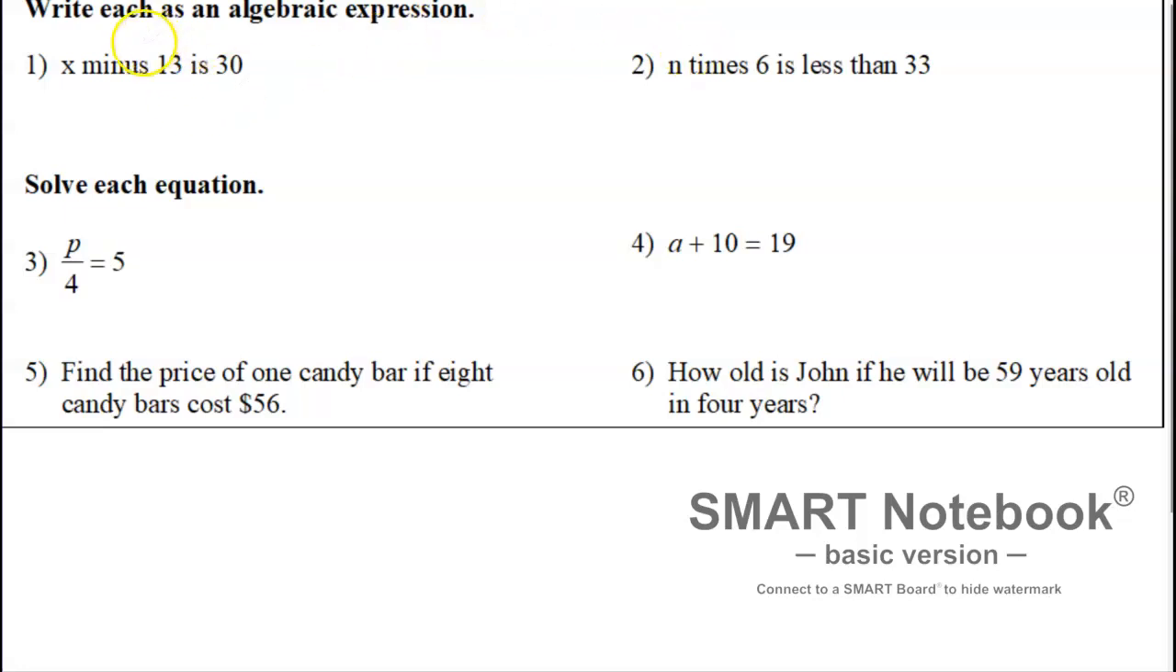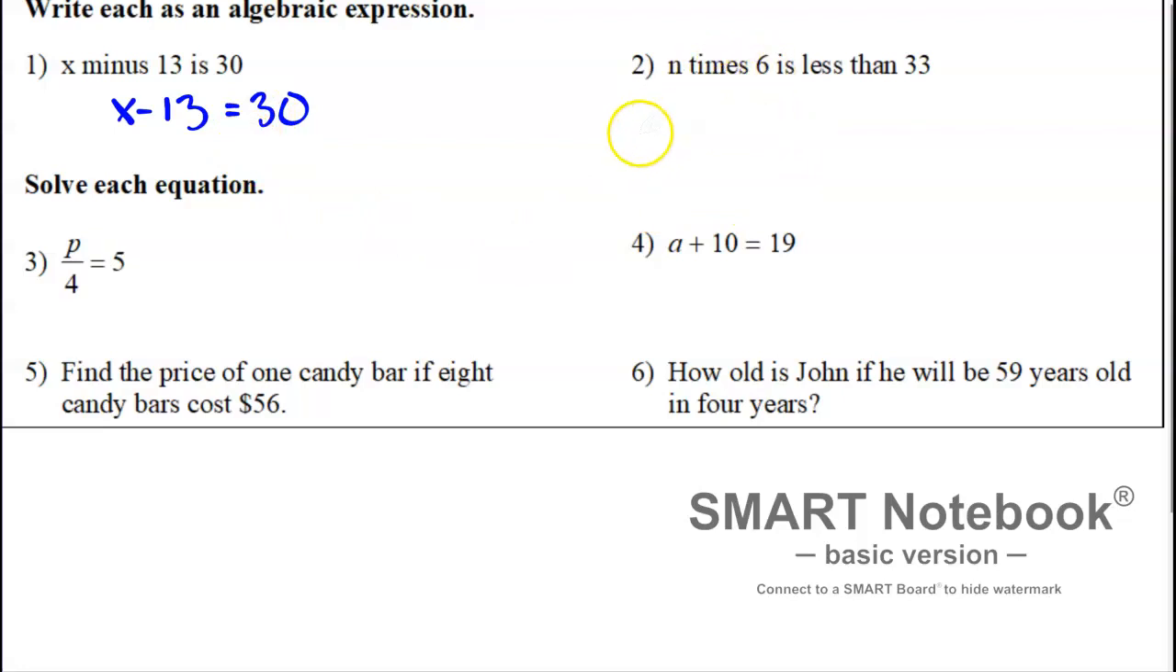All right. So write each as an algebraic expression. Again, as soon as you hear algebra, you're thinking some kind of variable, okay? So anyways, x minus 13. This right here is an algebraic expression because it doesn't have an equal sign, okay? However, this continues with is 30. So now, because there's an equal sign, it's no longer an algebraic expression, it's now an algebraic equation, okay? All right, let's go to this one.